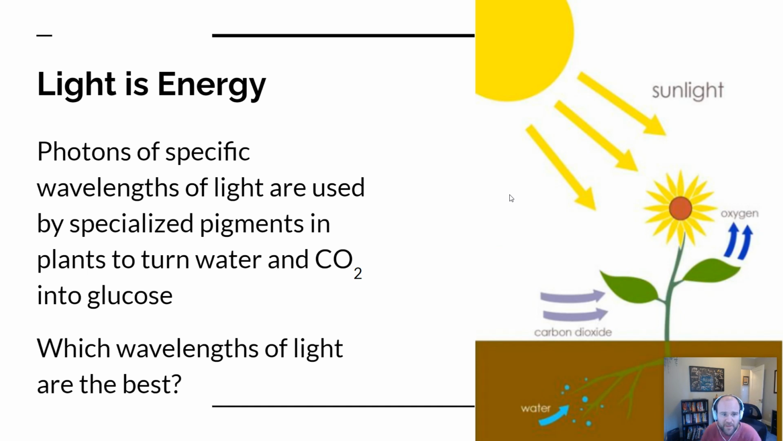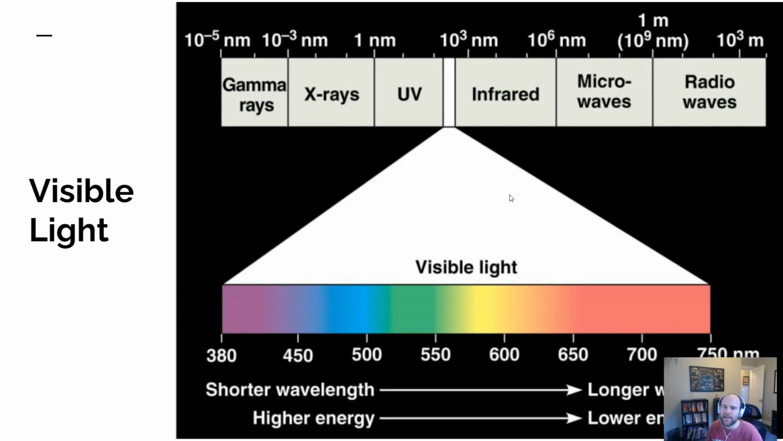So light is a form of energy. It's a particle and a wave. And so different wavelengths are going to determine different types of light, different types of energy. And so plants have these really specialized pigments that are going to absorb that light, break apart water, and build glucose. So if we look at the entire electromagnetic spectrum, there's a narrow band that makes visible light, or what we can actually see with our eyes.